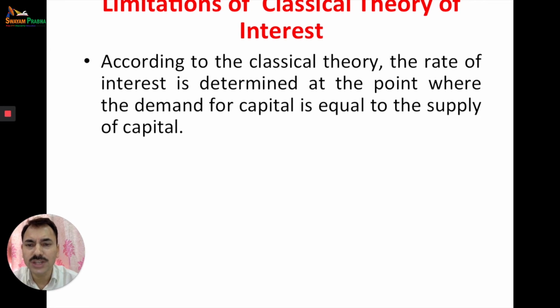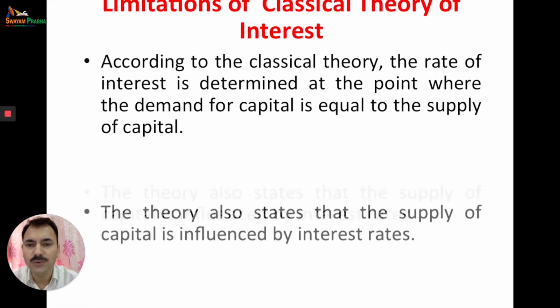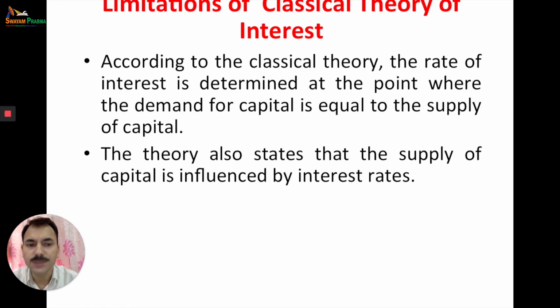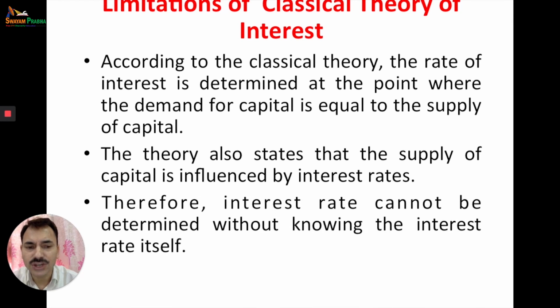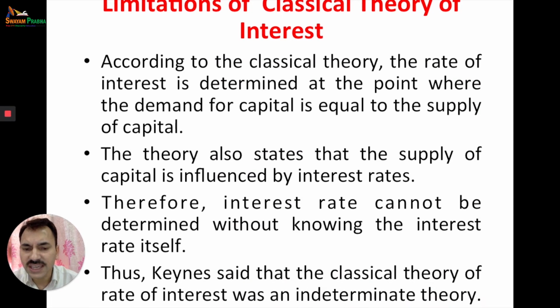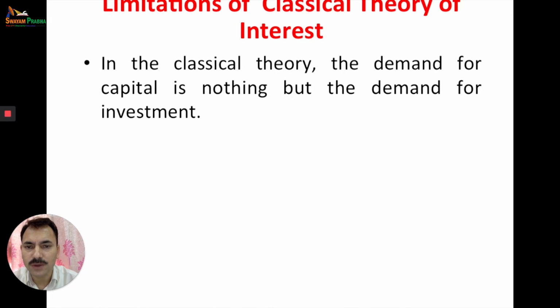According to classical theory, the rate of interest is determined at the point where demand for capital is equal to the supply of capital. This theory basically is more of a supply side theory, and therefore the rate of interest can be determined only without knowing the rate itself. Thus Keynes said that the classical theory of rate of interest is an indeterminate theory. It is not a perfect theory.